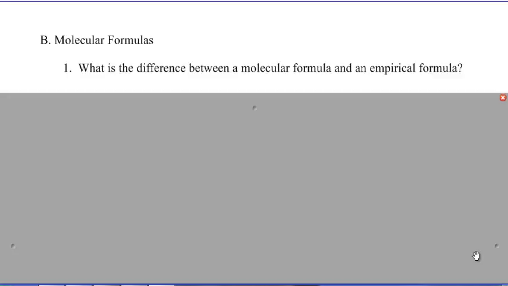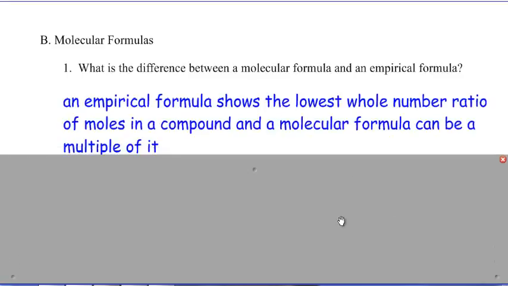This lesson corresponds with Roman numeral 4b in the Unit 8 Honors Notes packet. This is on molecular formulas. Yesterday we did empirical formulas. So what is the difference between them?